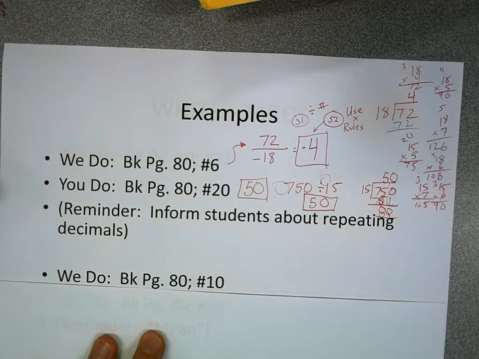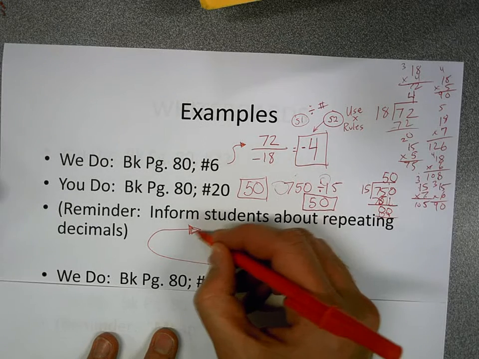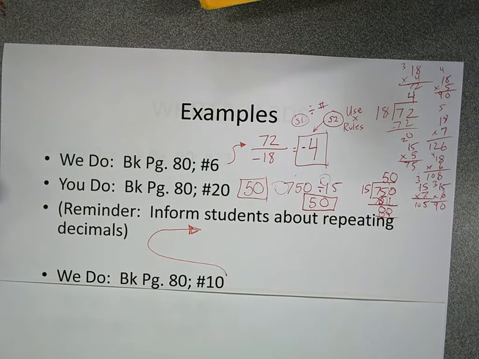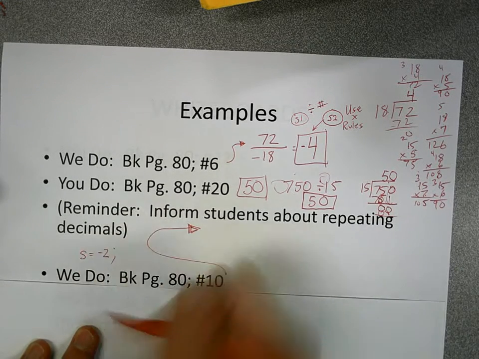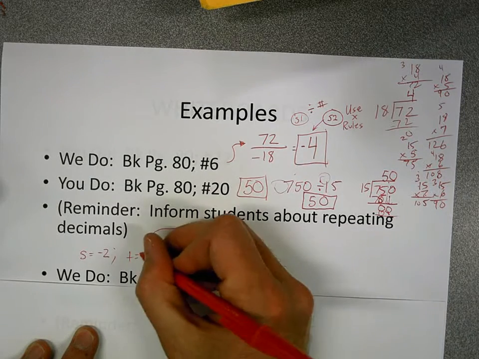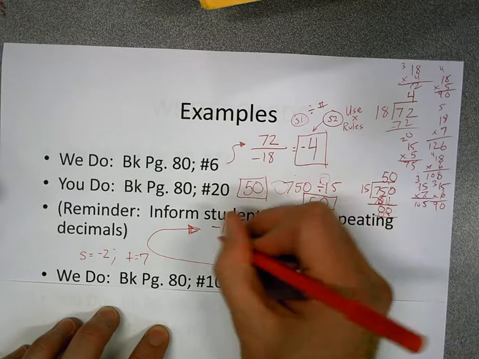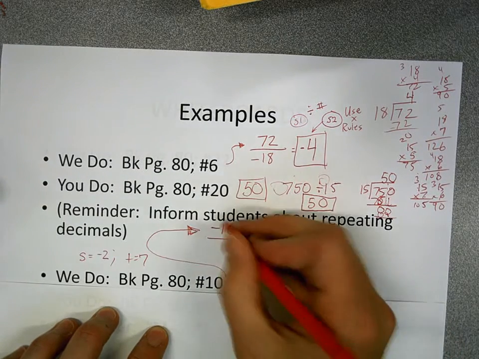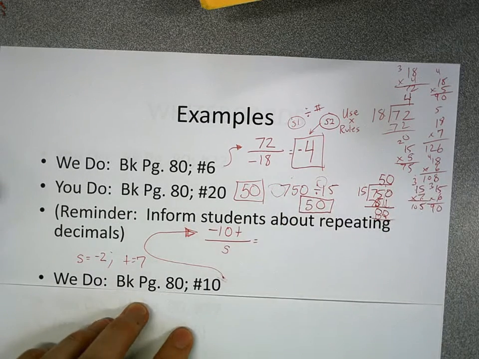Let's take a look at problem number 10. It's a type of problem we've talked about before. Before, we were just finding the quotient. This time it says evaluate each expression if, and they define the variables, s is equal to -2 and t is equal to 7. So on number 10, it gives us -10t divided by s.